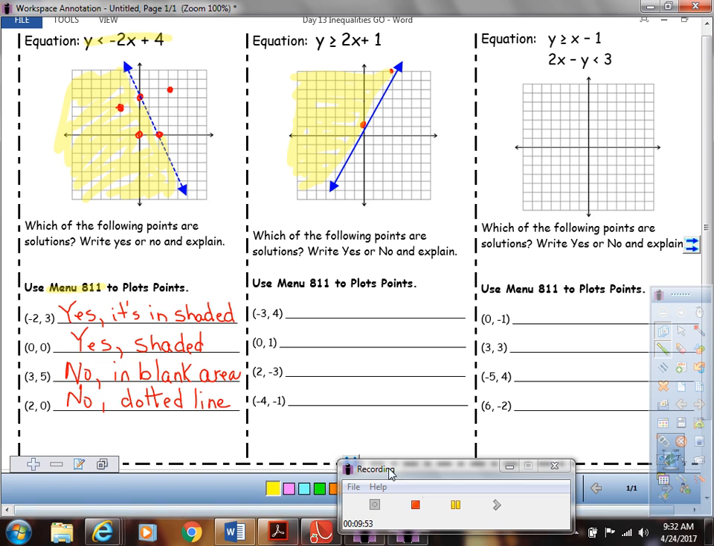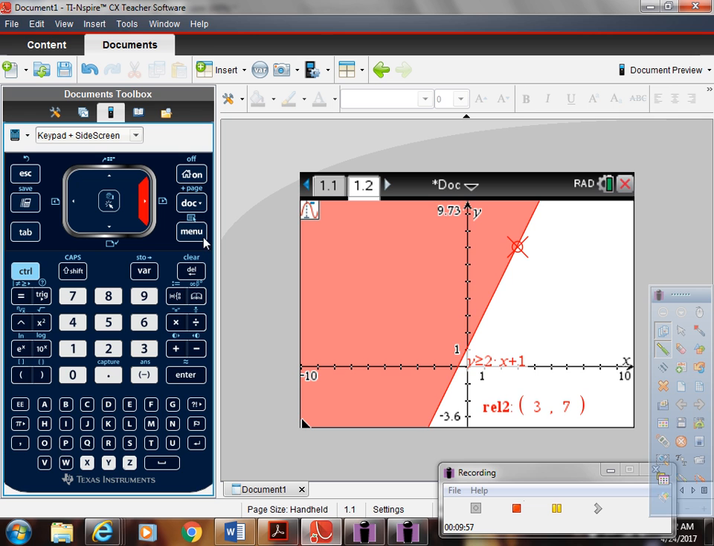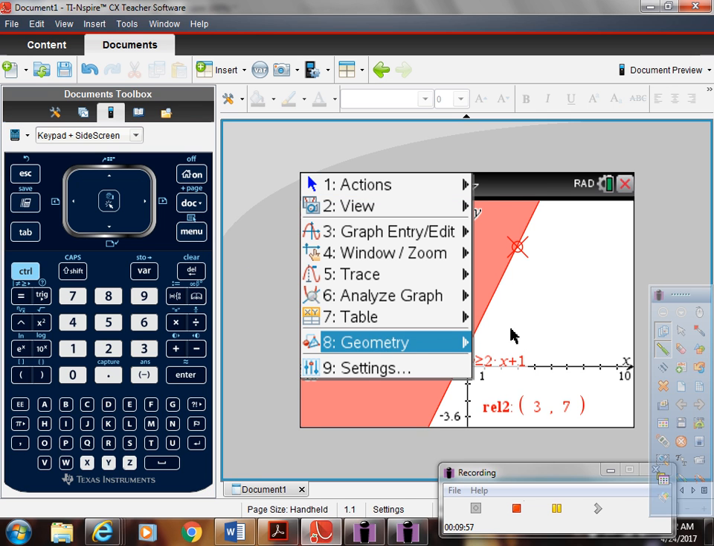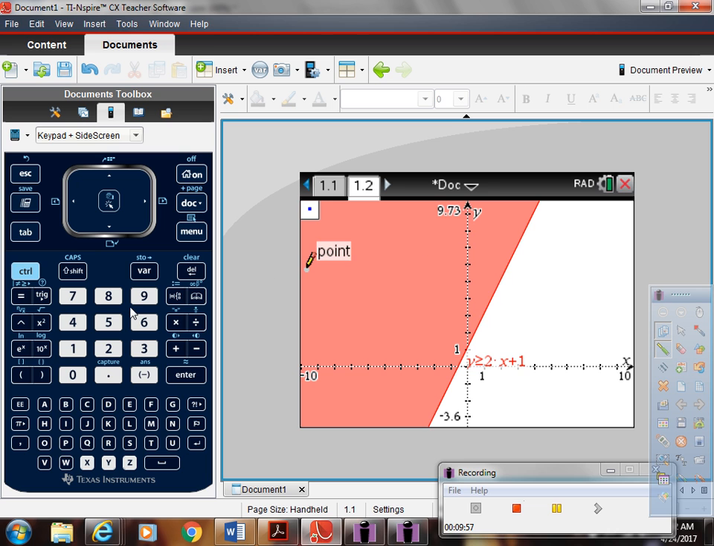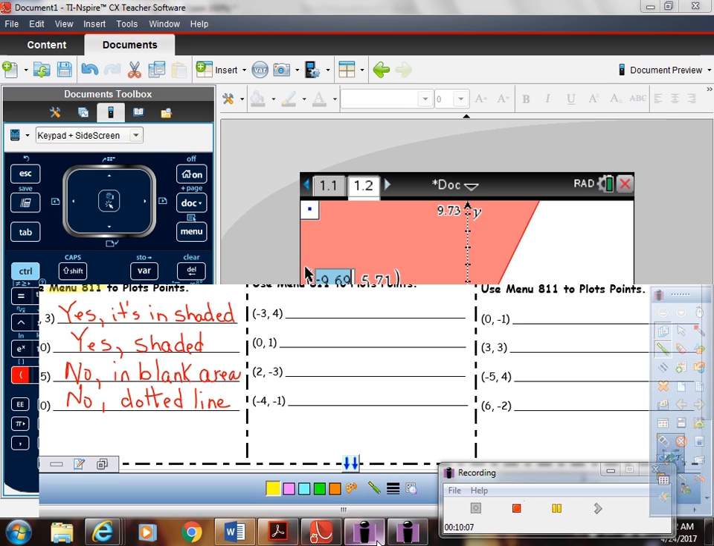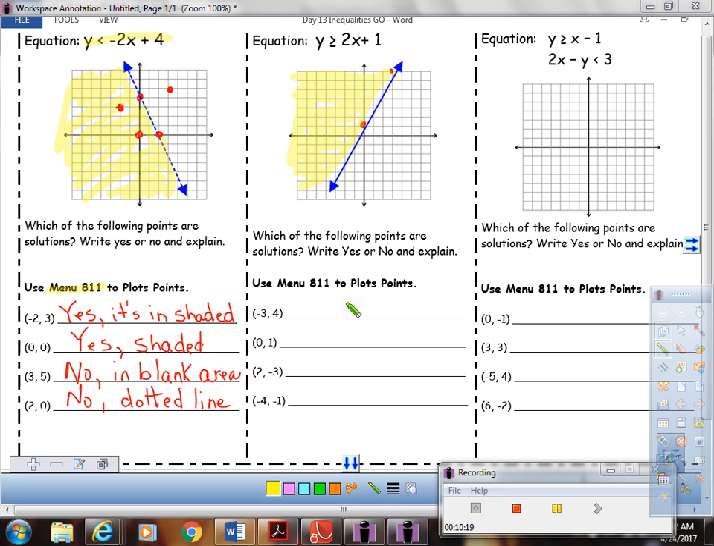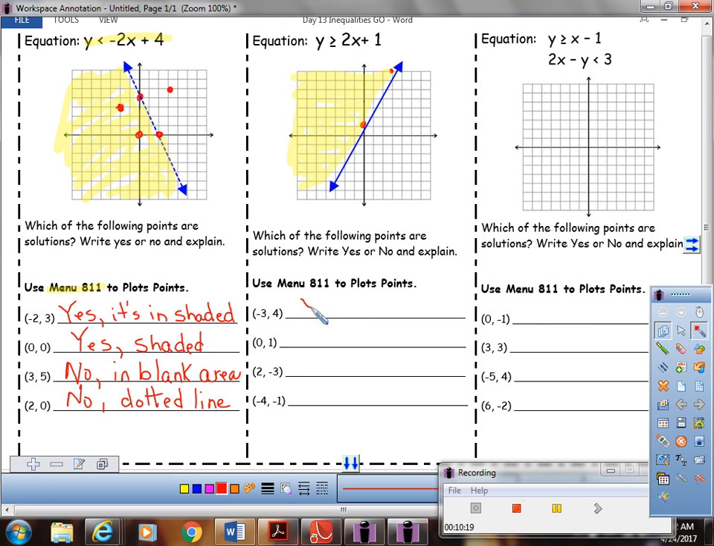If they ask you whether one of these is a solution, you can check them and plot them. So let's do menu 811, so y'all can practice. You really should practice this, so that way it's fresh in your mind when you go into the test. So let's do negative 3, 4. Negative 3, enter, 4, enter. Is that an answer? Yes. Look where it's at, it's in the shaded part. So right here, we're going to put yes, shaded. Keep it simple. If you don't want to write a whole sentence, just put yes, shaded.